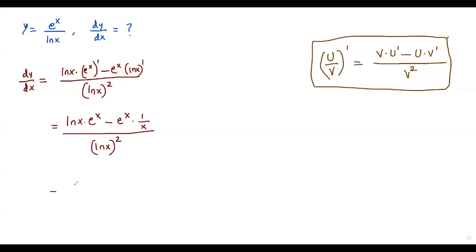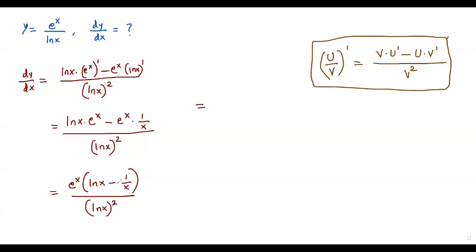Here in the numerator, both the terms contain e to the x power, so e to the x power can be factored out. If I factor e to the x power out, I have ln x left in the first term and 1 over x left in the second term, over ln x the whole square.